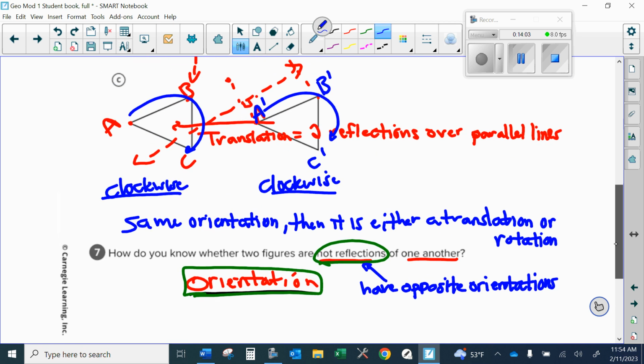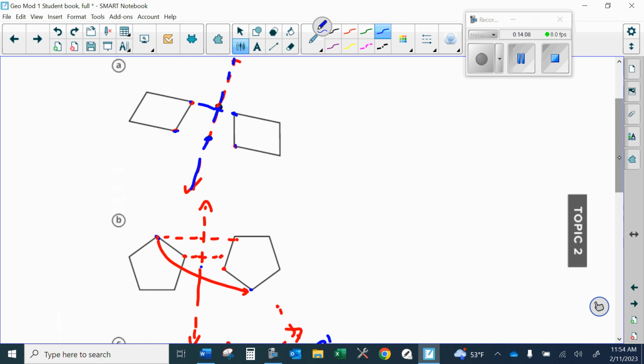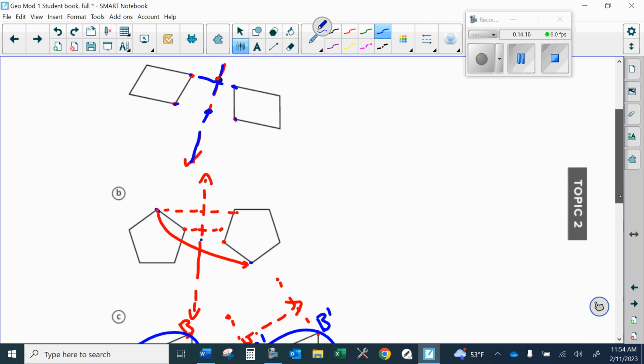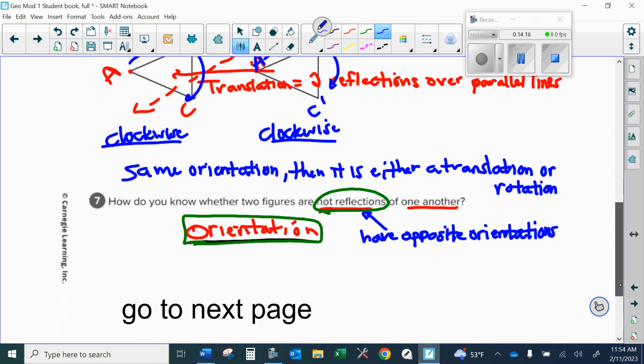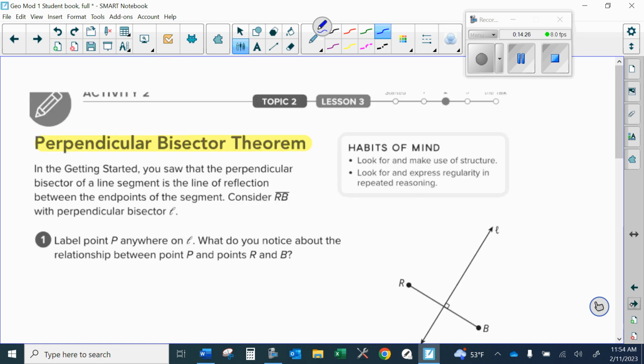The other way, that's how I like to talk about it. But another way is, can I get from the pre-image to the image in a single reflection line, over a single reflection line? And the only one that occurred for was A. B and C, you cannot. Okay. So can you get from the pre-image to the image with a single reflection? That's another way of saying that, if you don't want to look at the orientation.